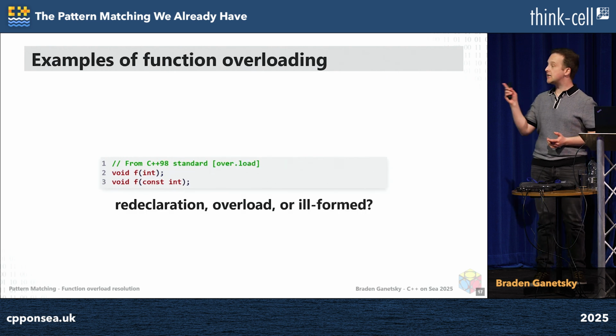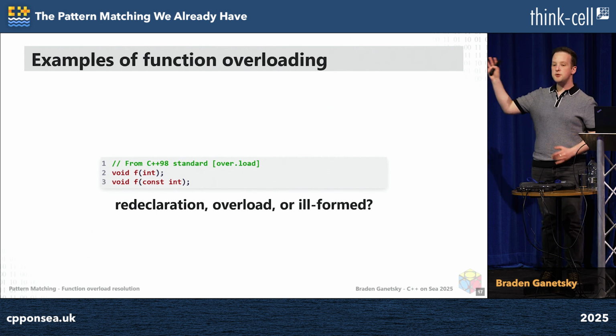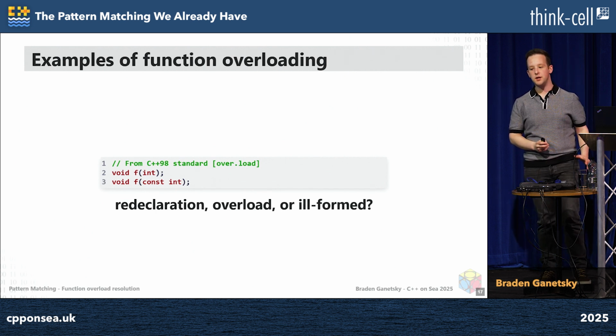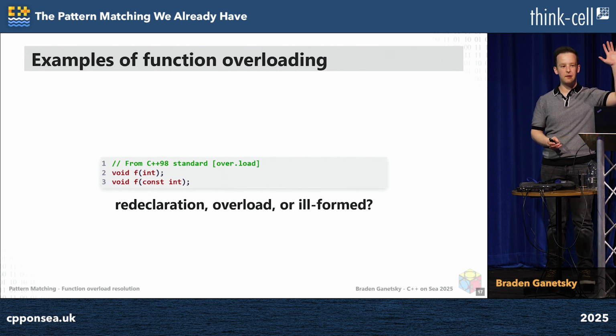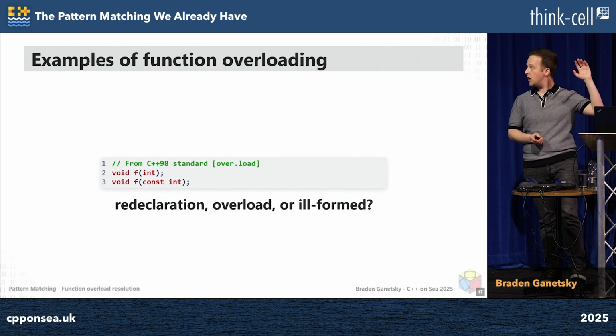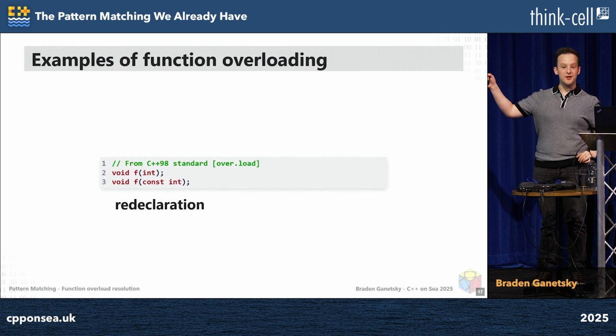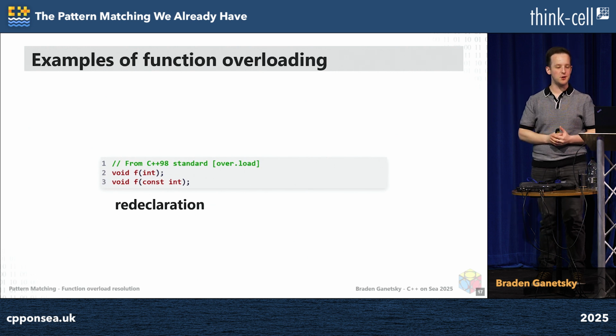What about this example? This is from the C++98 standard. I will say I had the pleasure of reading some certain sections of the C++98 standard. The document that I read in particular came out 6 months before I was born, so that was quite nice. So these are 2 declarations, f of int and f of const int. Are they 2 declarations for the same function? Redeclaration, hands up. Okay, what about 2 separate overloads? Hands up. I see a couple. And is this ill-formed? Any hands? Okay. These are 2 separate declarations for the same function. In C++ functions, we drop the top-level const qualifier. So here we have f of int, and then we have f of const int.